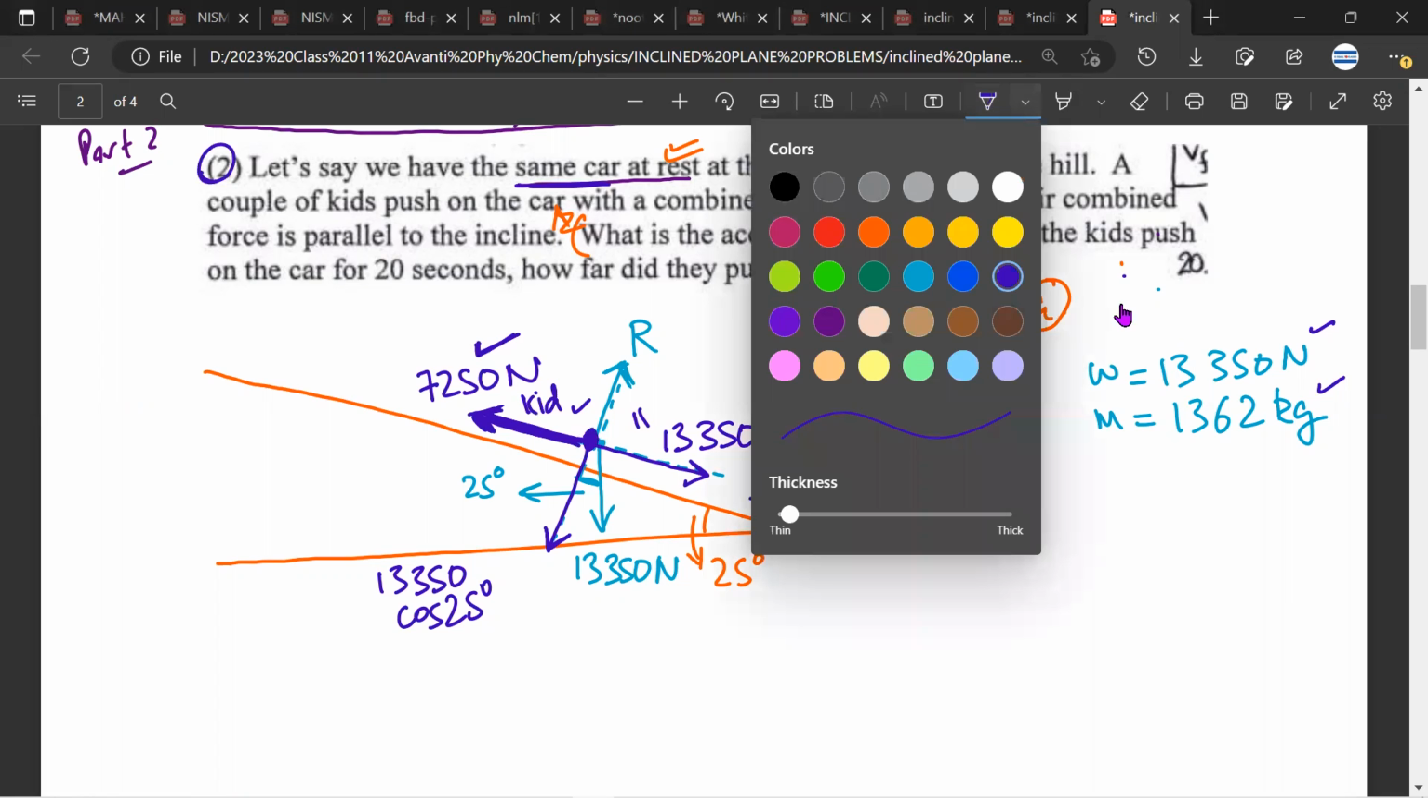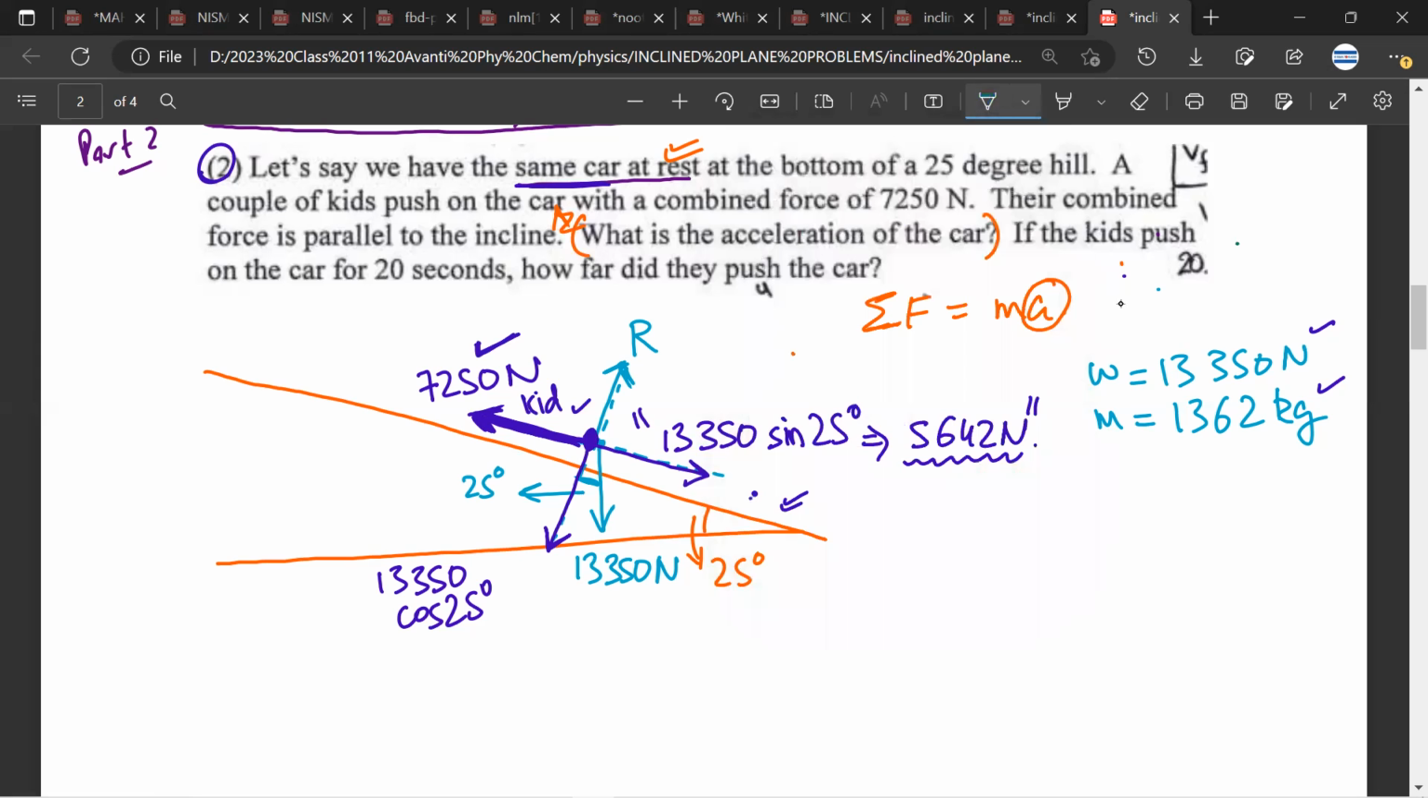Now, because we have done a few questions like this before, we understand that the weight of the car can be broken into two components. One would be this W cos theta component. This W cos theta component would be balancing the normal reaction. And the W sine theta component would be parallel to the inclined surface and would be opposing the push of the kids. Am I making sense?